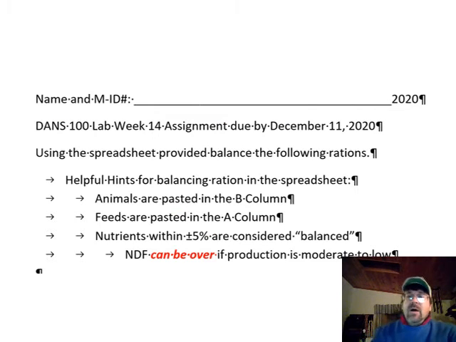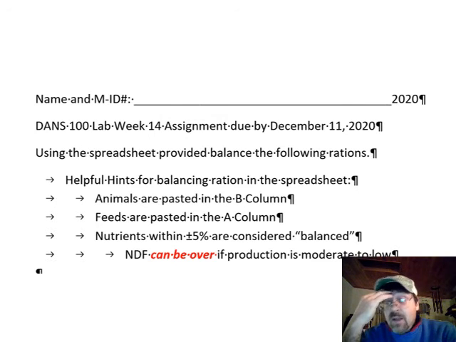So your assignment, we're going to ask you to balance 3 rations. It'll be due a week from Friday, a week from lab-ish, day after, it's 8 days. So remember, when you're doing your rations, always paste the animals in the B column, the feeds in the A column, and you're considered balanced when you're plus or minus 5%. If you're having an animal 75 pounds or less, no milk production at all, you can be over on NDF, but you want to be good for your energy and your protein.